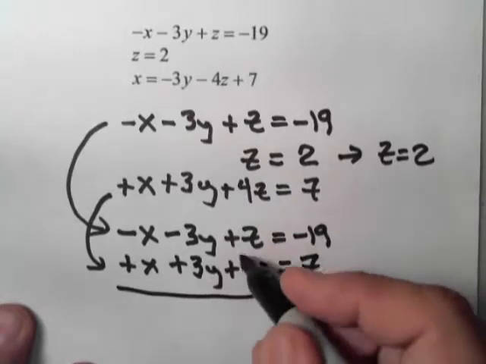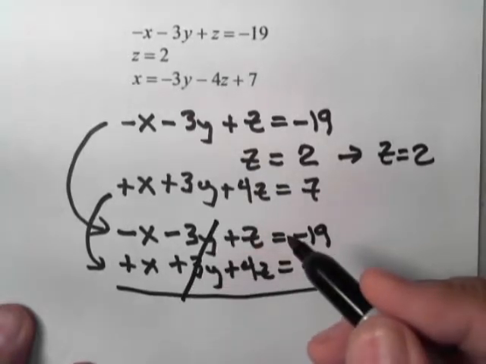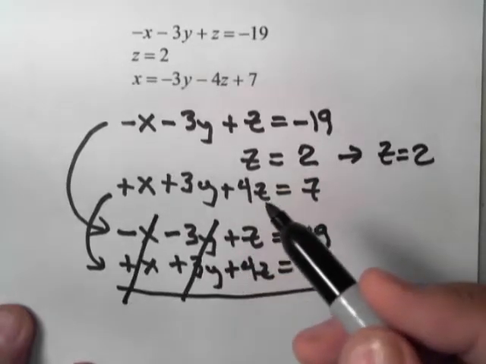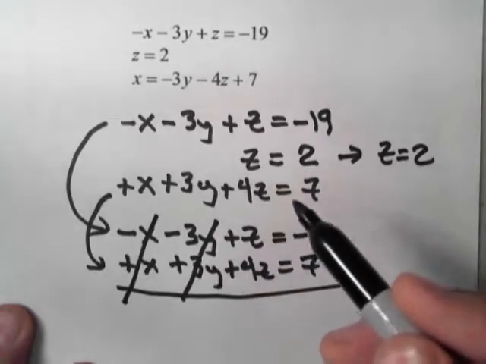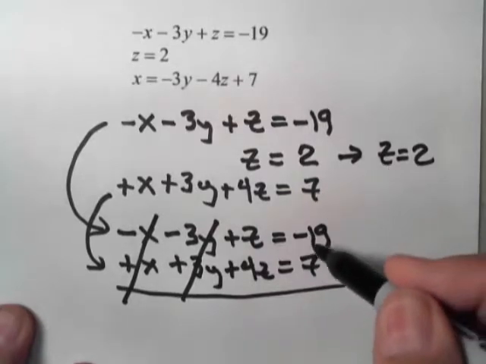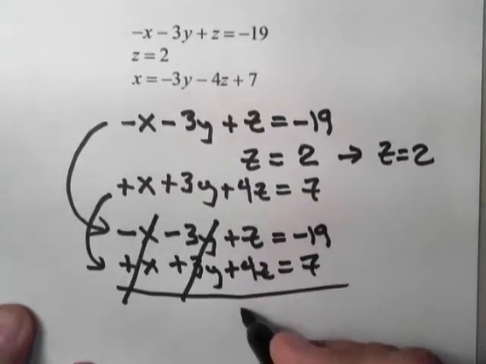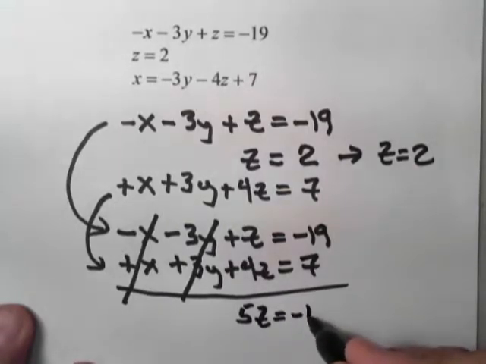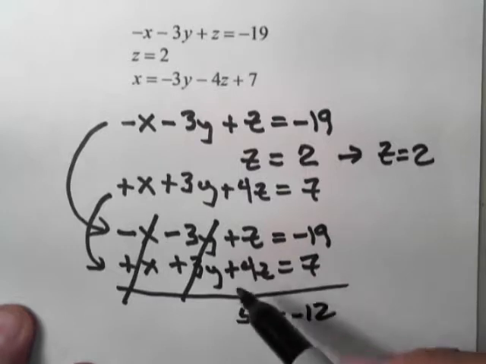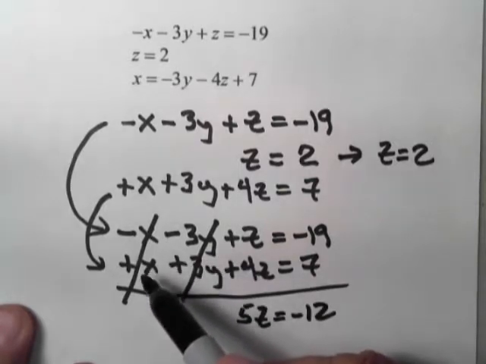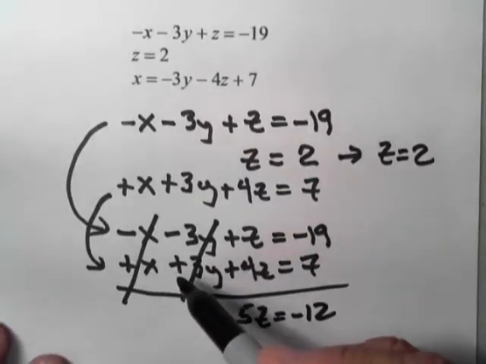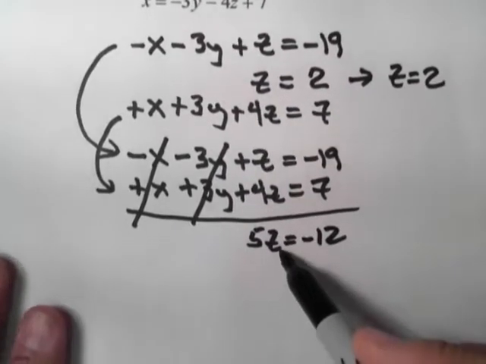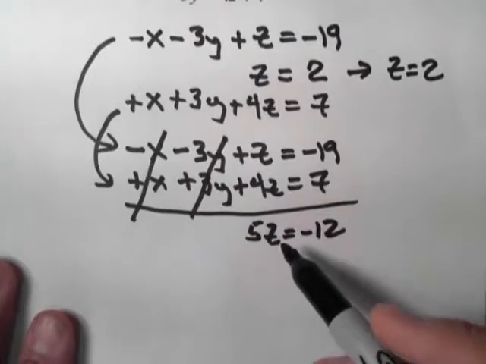Well now, remember we did this so the y's would go out, but look at what else happened. The x's also went out. So what we have left here is just z's. 5z equals what? Negative 12. Well, there's no way to solve for the other variables here. When your other variables disappear, it only takes one of them to do this. In this case, two of them did.